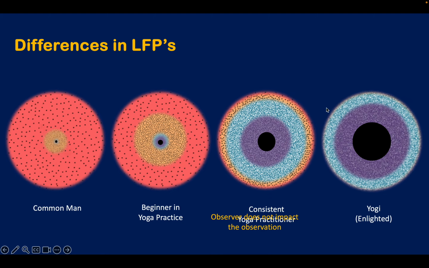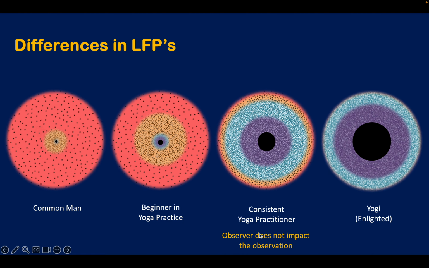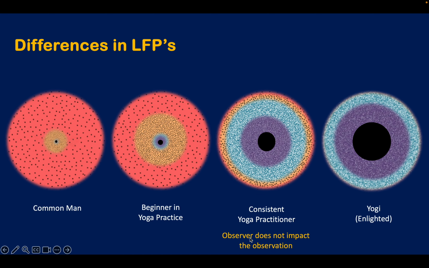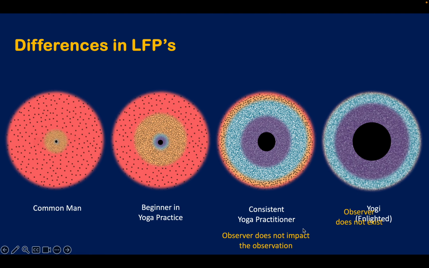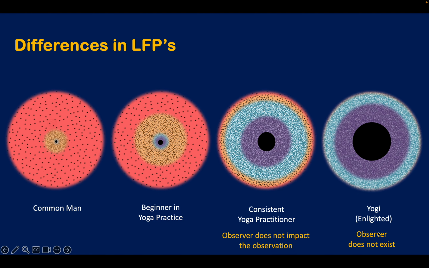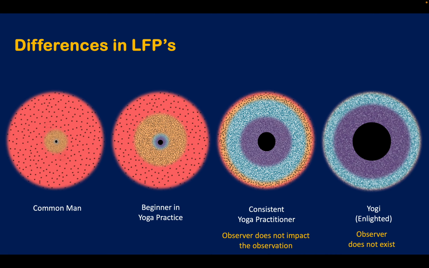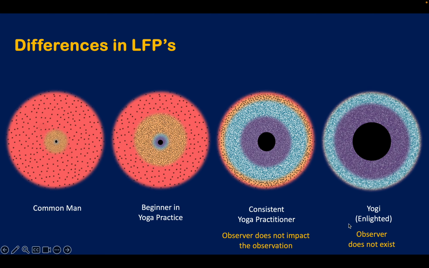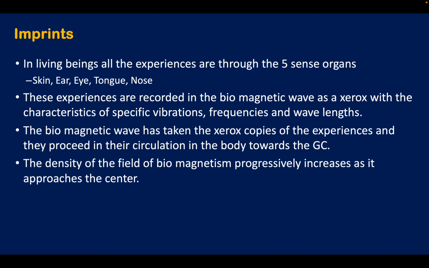So this is how, when a person is becoming a consistent yoga practitioner, he will be only an observer and he will not impact the observation. While if somebody becomes enlightened, there is no observer existing. Whatever is happening is just happening without the presence of the observer. This is what the principle explained in Vedantam also.